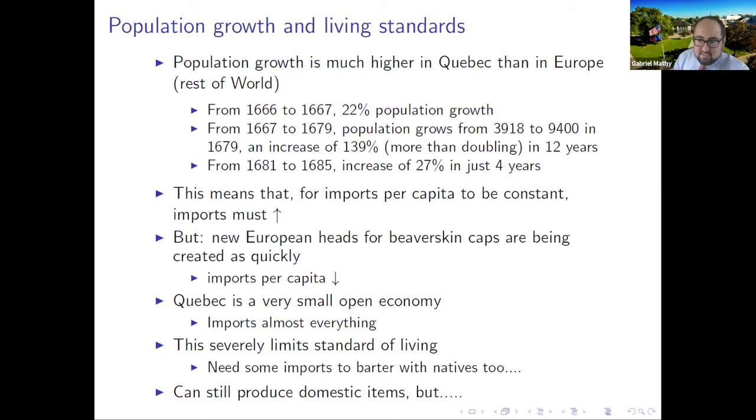So in practice, unless there's some other source, maybe smuggling, maybe they're able to smuggle some goods. Obviously we don't have records of that if they're smuggling with New England or other British counterparties. But since they're importing almost everything, you can feed children with local wheat. You can clothe them in beaver skin furs, but most other goods, alcohol, clothing, are going to have to be imported. And of course, you need some imports to barter with the natives too.